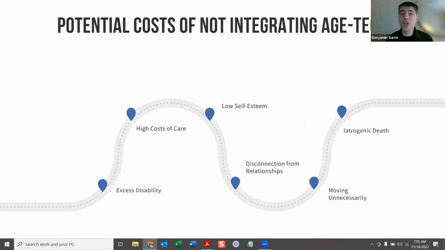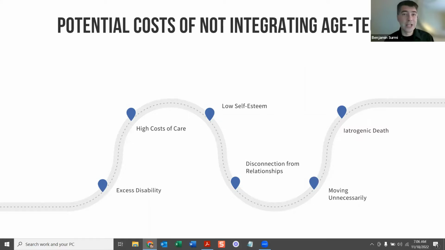The third one is low self-esteem. Sometimes if we're not using age tech and there's all these people that are helping the person, if we're relying on humans to do all the work and serve that older person, they can feel like they're not doing very much, that they're not as respected. They may lose their dignity. Whereas if we gave them the right tool and they could take care of themselves a little bit better, they may feel a lot more dignified.